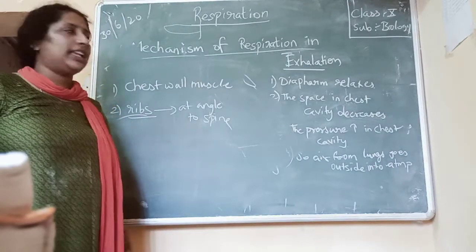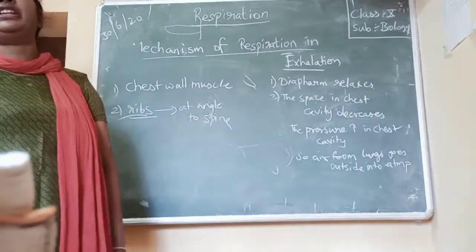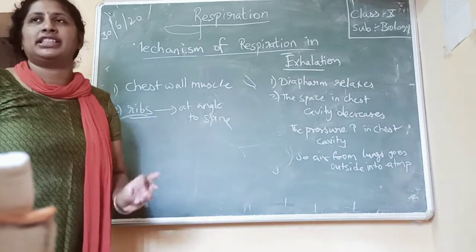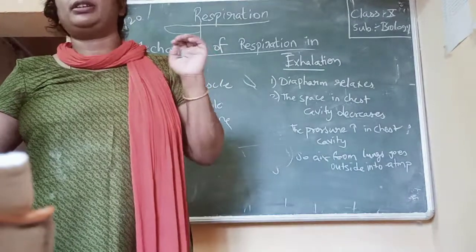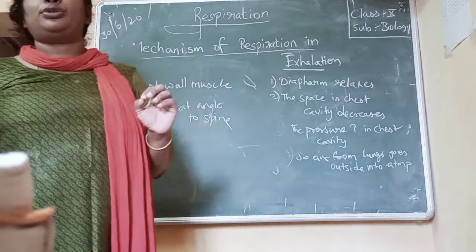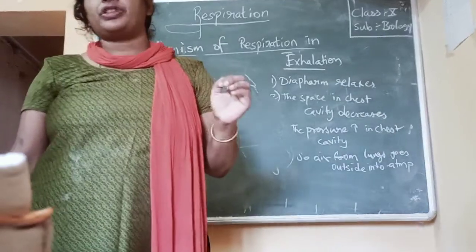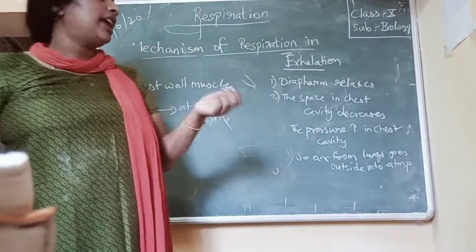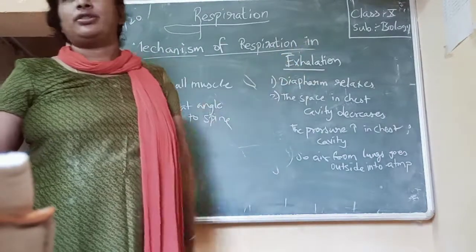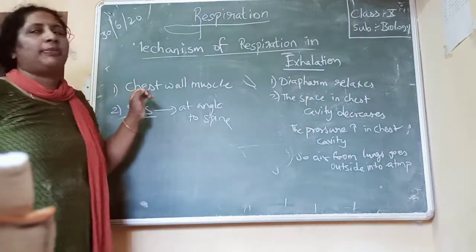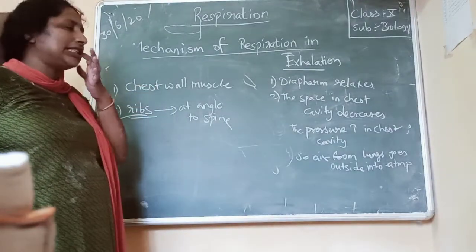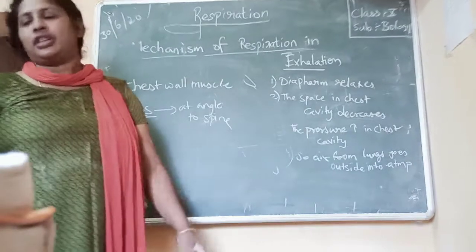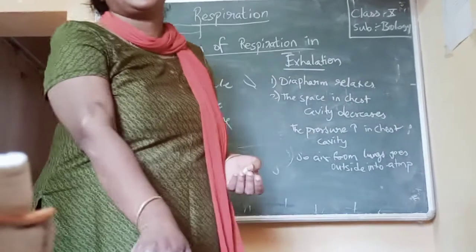While answering the question on the mechanism of respiration, you need to write first about the most important part, the diaphragm. Diaphragm is the dome-shaped flattened muscle present below the lungs. It is contracting during inhalation and relaxing during exhalation. So you need to write the role of the diaphragm, then mention that chest wall muscles and ribs are also helping in the mechanism of respiration. So that is inhalation and exhalation. Okay, clear?